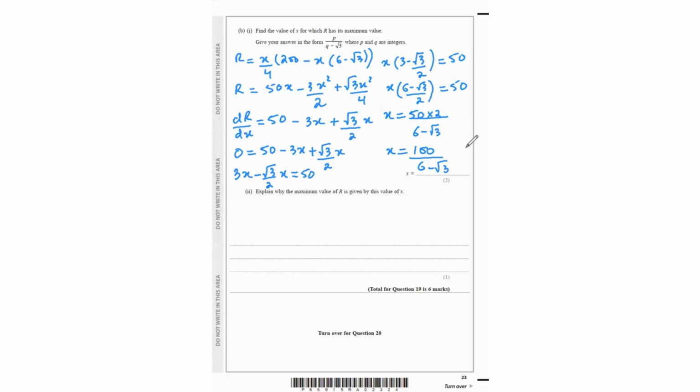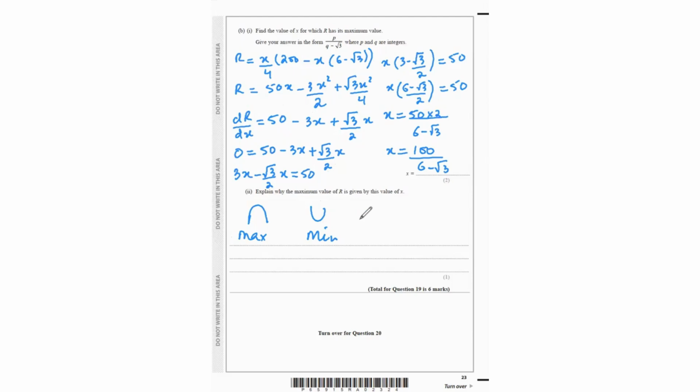Then explain why the maximum value of r is given by this value of x. The maximum value of r is given by this because the coefficient of x squared is negative. So if the coefficient of x squared is negative, that means it's shaped like this. It's upside down. This is a max curve and this is a minimum curve.